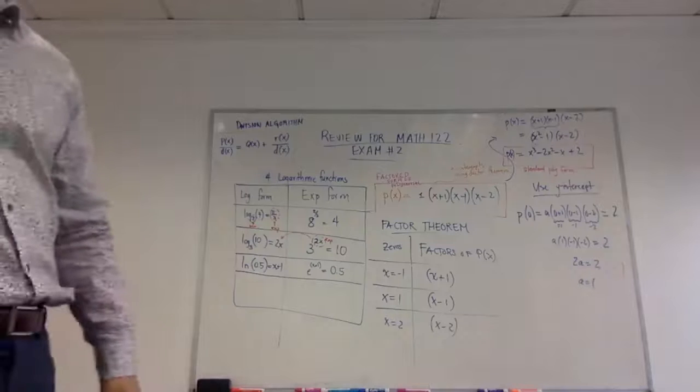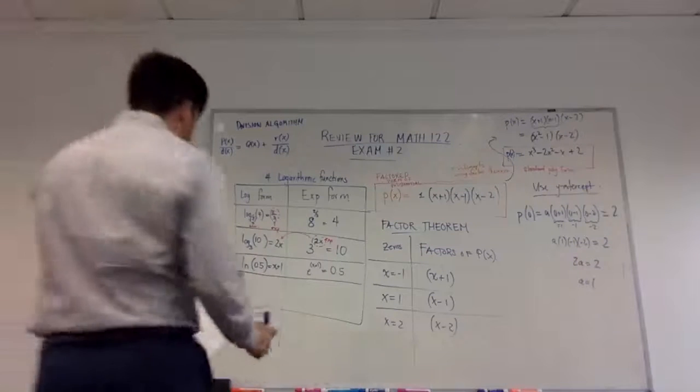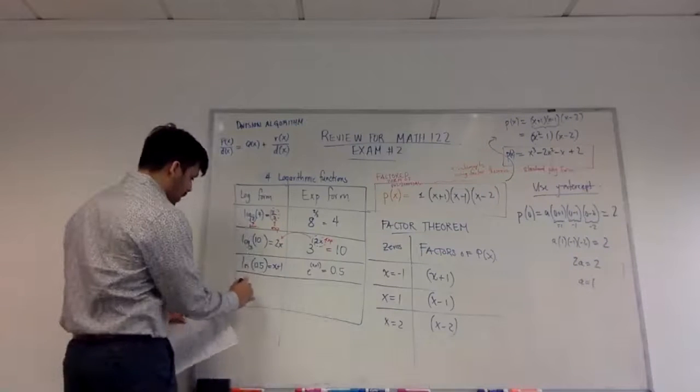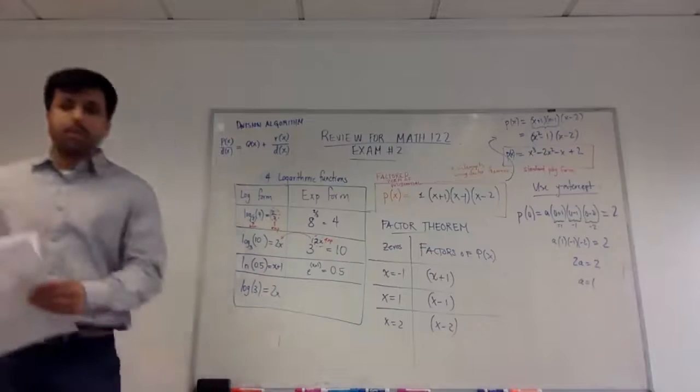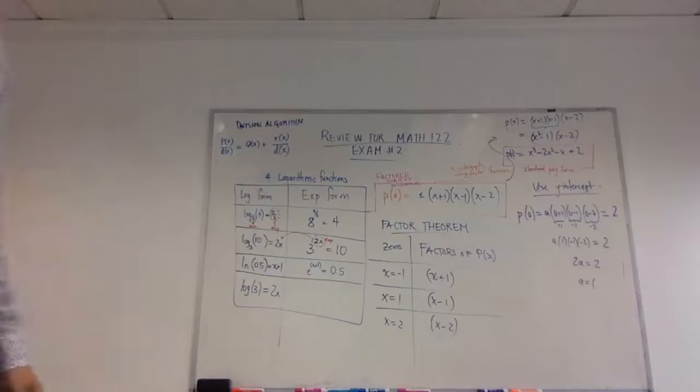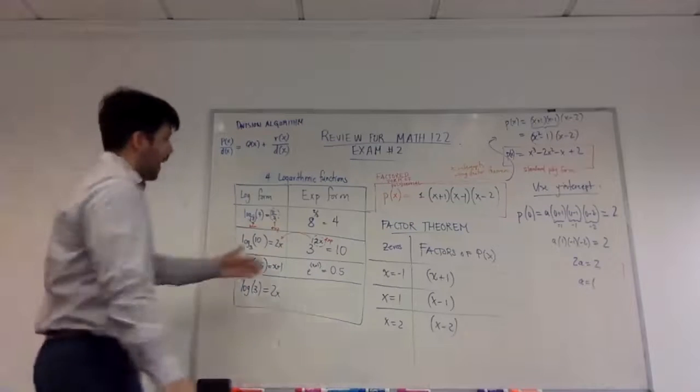And now let's do the last one really quick. So log of 3 equals 2x. Now I'm going to go from logarithmic form to exponential form.